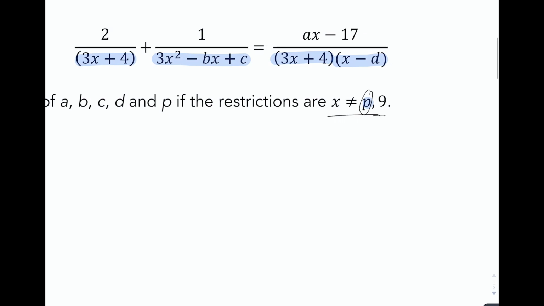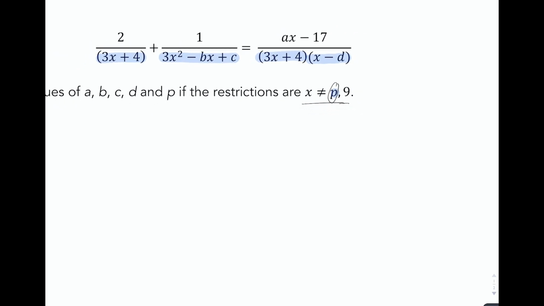So listen, I'm going to go out on a limb a little bit, but it seems reasonable to think that this p-value has something to do with this factor, and I could just make 9 the value of d. So let me just state that. I'm going to say d is 9, because that would be a restriction. And for p, I'm just going to solve this here.